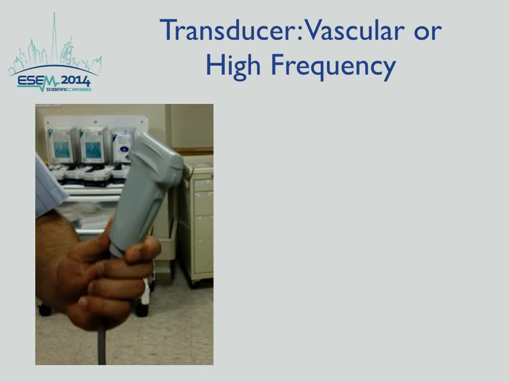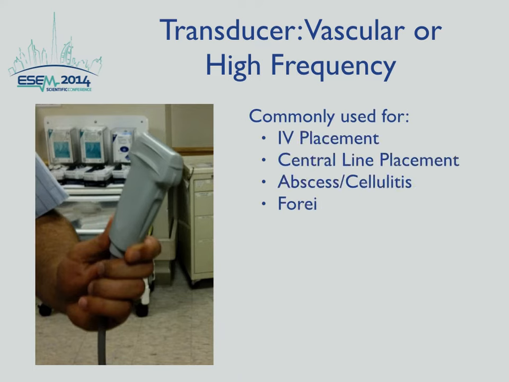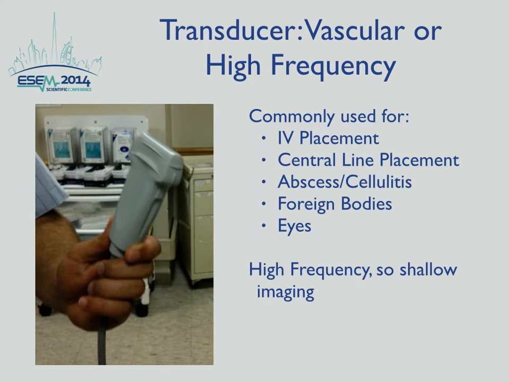A vascular probe, or also known as the linear or high-frequency probe, is commonly used for IV placement, central line placement, abscess and cellulitis evaluation, foreign body evaluation, as well as ocular exam. It is a high-frequency probe, and as you can see, the footprint is flat, and therefore it's called the linear probe. Because it's a high-frequency probe, it images shallow structures only, because the penetration is not very deep. The advantage of a high-frequency probe, it gives us higher resolution.